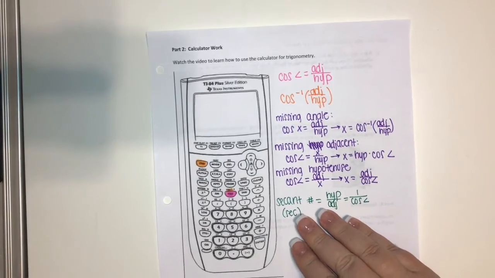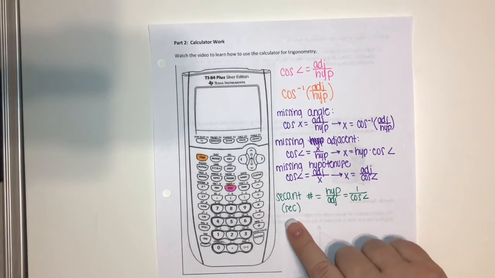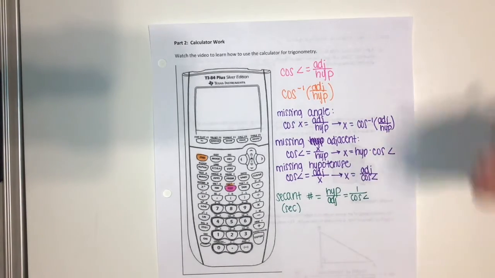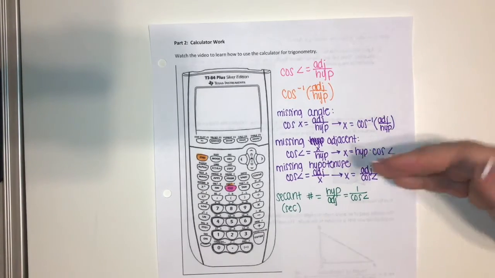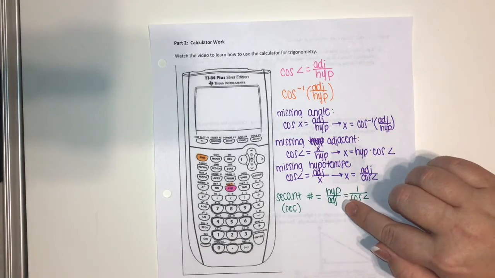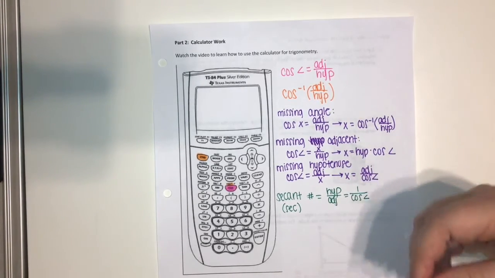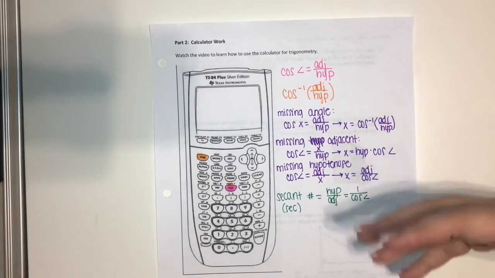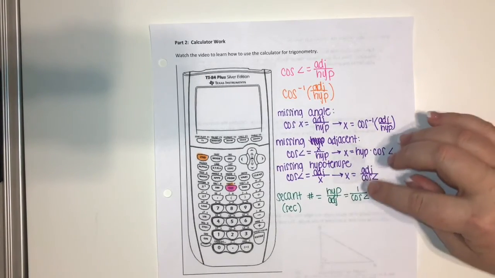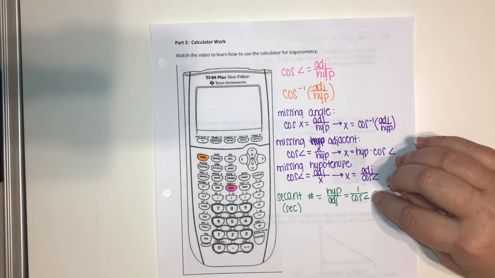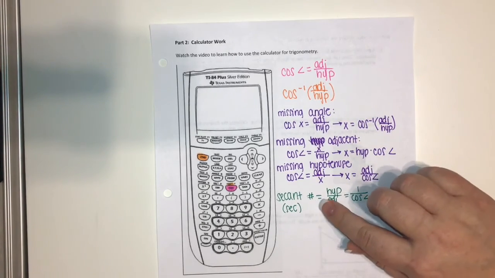The opposite of cosine would be secant, and you'll see it written S-E-C. So secant of a number, it's just cosine flipped upside down. So we would have hypotenuse over adjacent. Now if it wants you to find the actual number, they don't want just the side set up, we would do 1 over cosine of the number, and that would give us the secant of a number.